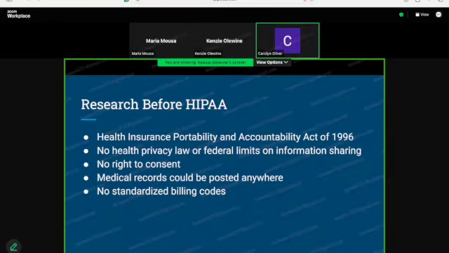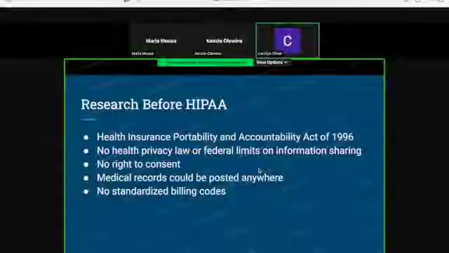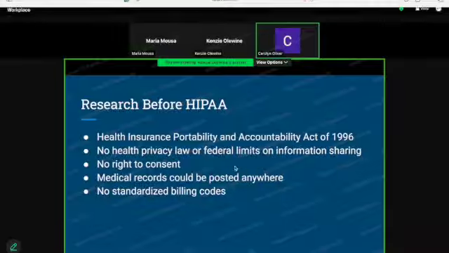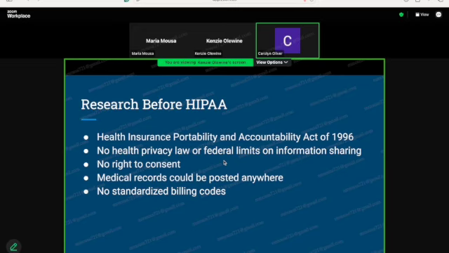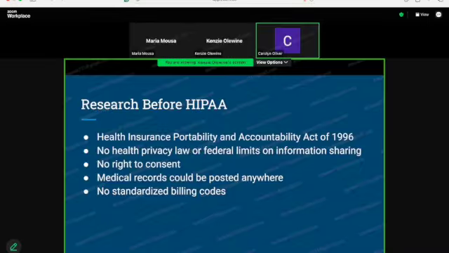They would post records in the newspaper, and every hospital and insurance company used their own unique paperwork and claim codes, which affected how billing occurred. So there were no standardized billing codes, and there was also no right to consent. So all those forms that you fill out now at the doctor's office, in any medical setting, or prior to research, those were not a thing, and the researchers had the opportunity to do whatever they wanted with that information and personal health information.